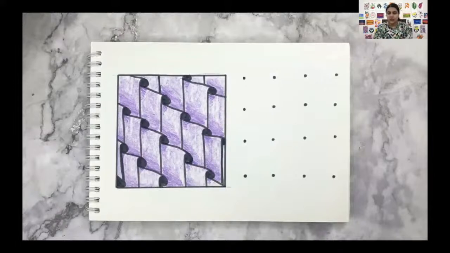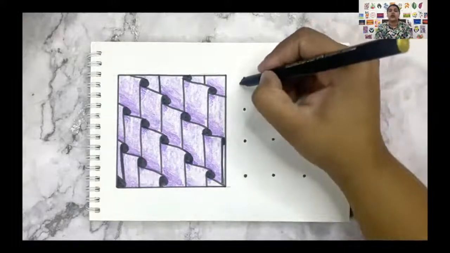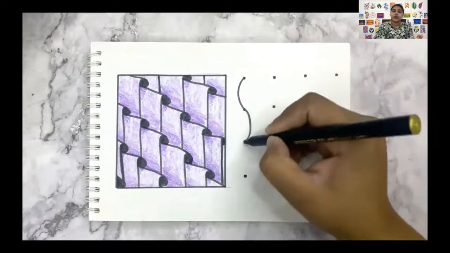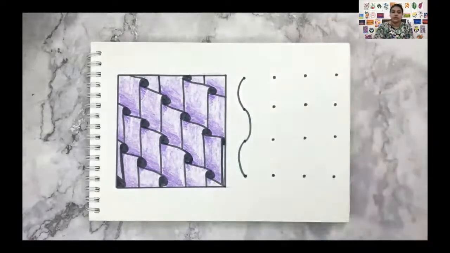Now the next step is going to be to do a bunch of curves. So starting out with the outside, I'm doing a curve that is going outward, then I'm doing inward, and then I'm doing outward again. So that is step number 1, outward, inward, then outward.